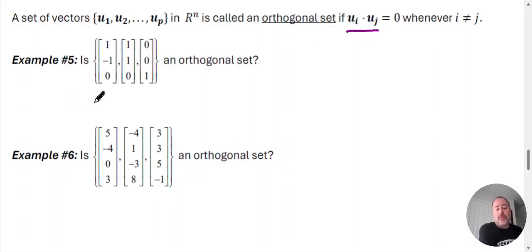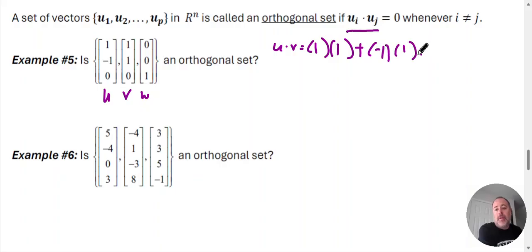To keep this simple for us, we're going to make this matrix U, this matrix V, and this matrix W. So guys, all we have to do is just check the dot product of all three pairs. Is the dot product of UV equal to 0? Well, 1 times 1 plus -1 times 1 plus 0 times 0. And that is going to give us positive 1 minus 1 plus 0 equals 0. So that's our first check.